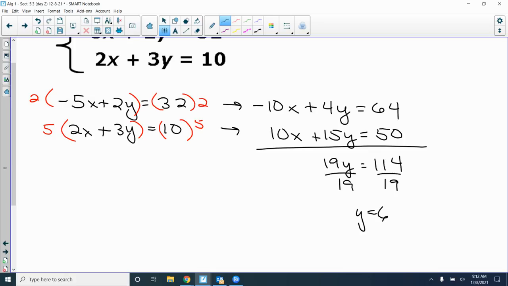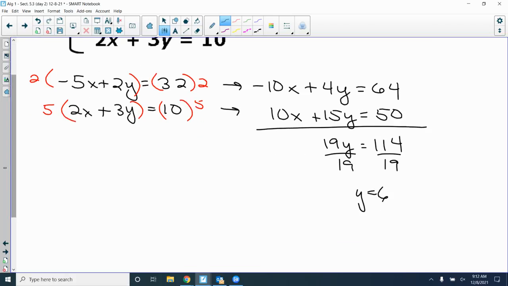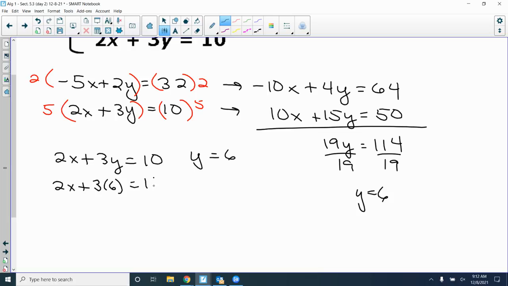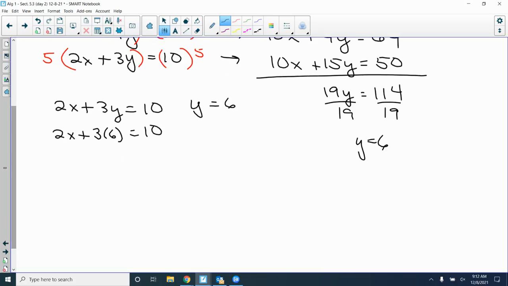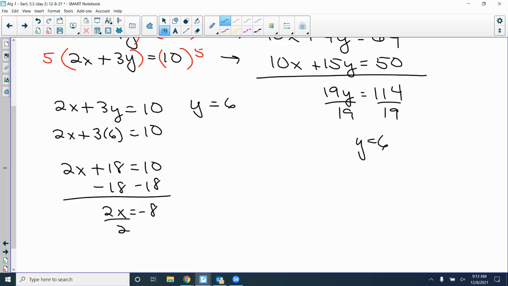Am I done? No. Absolutely not. So we got to plug that back into one of the equations. I'm going to pick the bottom one. And I got y equals 6. If you pick the top one, we got to get the same answer. So you get 2x plus 18 equals 10. Subtract 18. 2x equals negative 8. Divide by 2. Negative 4.